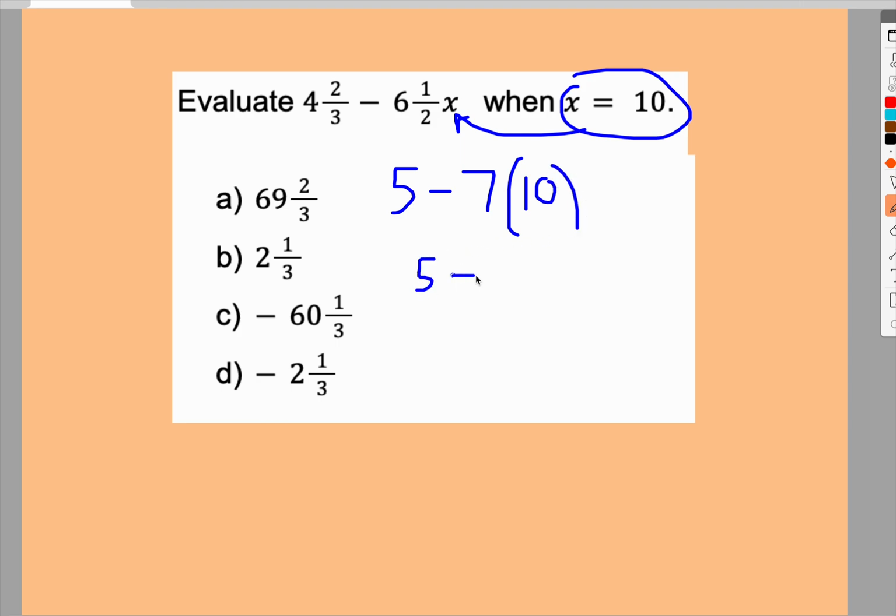5 minus 7 times 10 is 70. So 5 minus 70, it's got to be a negative. Not going to be a positive. All right, if I subtract this, I get negative 65. Remember, I rounded these, so it's not going to be perfect. So actually, this one's closer. I'm going to go ahead and pick that one.